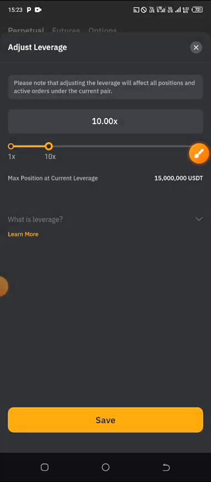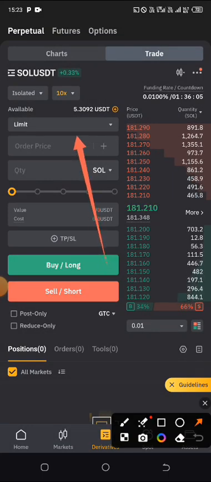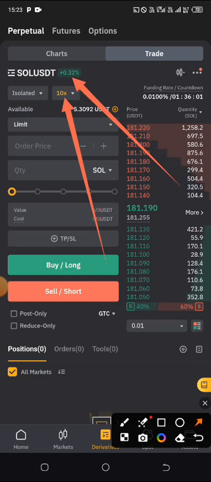What does that mean? Take for instance, I set my leverage to be at 10x. Now, you can see the particular percentage for this trade, Solana USDT, is 0.3%. Let's take for instance that current trading percentage, which is 0.3%.